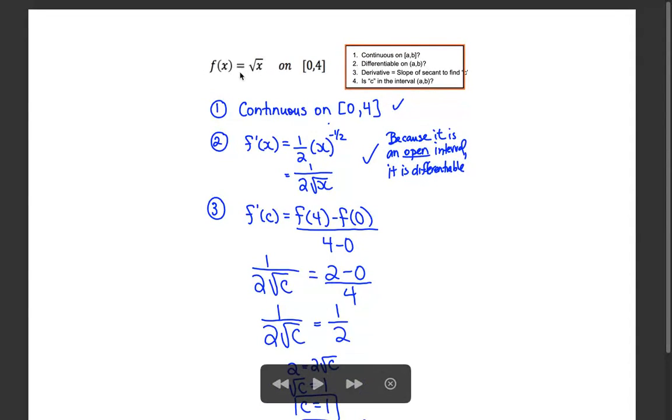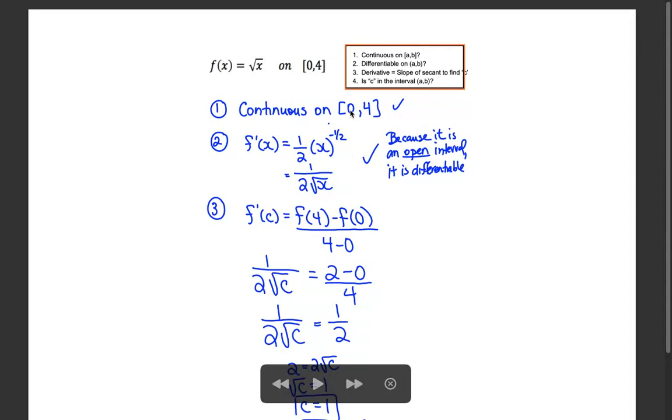I know that on the interval between 0 and 4, it's going to start at 0, go to the right, and be continuous on that closed interval. So we are good to go there. In terms of differentiability, I am going to take the derivative of this. So I get f prime of x equals 1/2 x to the negative 1/2, which is 1 over 2 square root of x. And I can see that this derivative doesn't work when I plug in x equals 0, which is one of my endpoints.